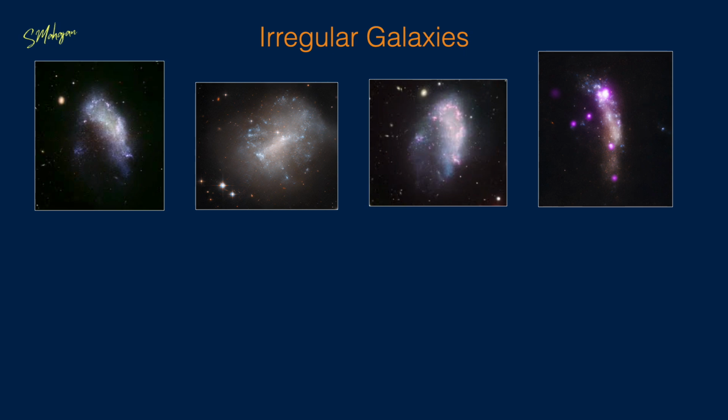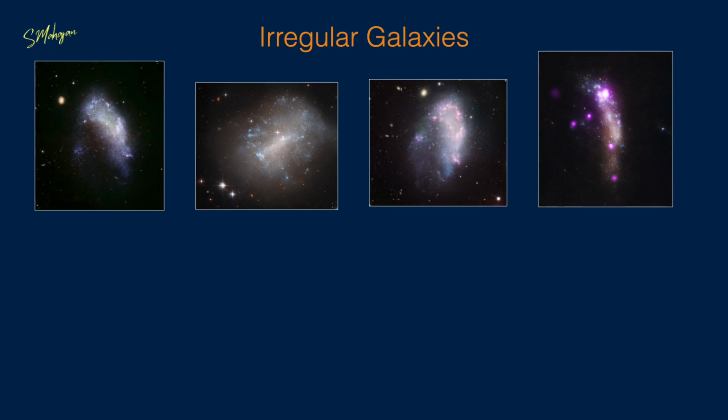Amongst the low-mass galaxies, the irregulars are most common. These are the most abundant types of galaxies in the local universe. They are mostly star-forming blue systems containing significant amounts of dust and gas.